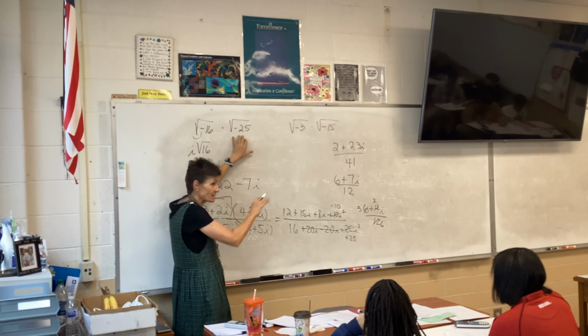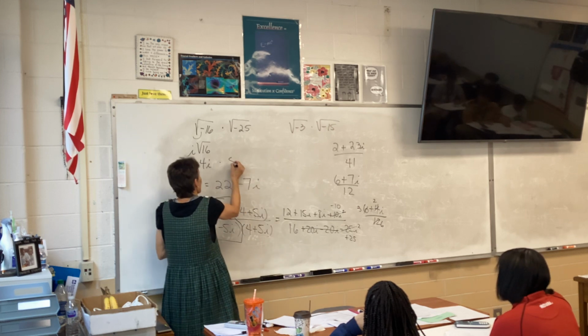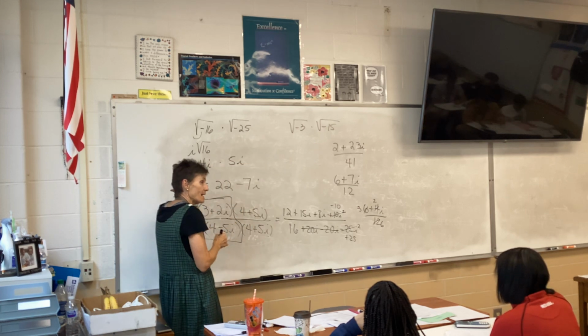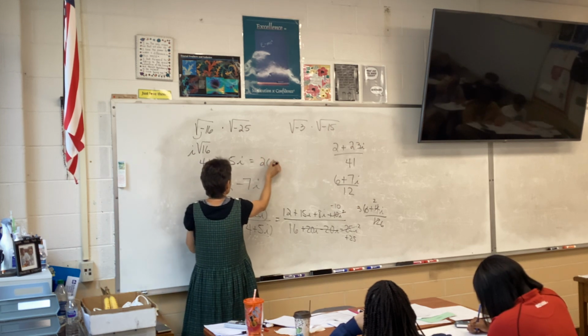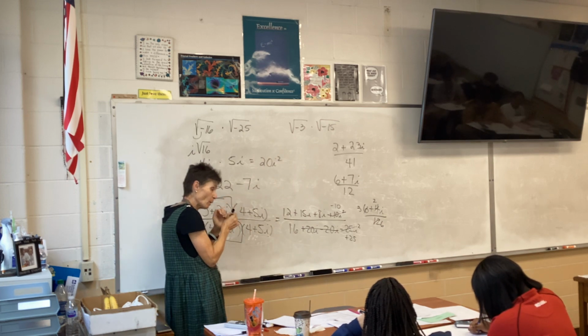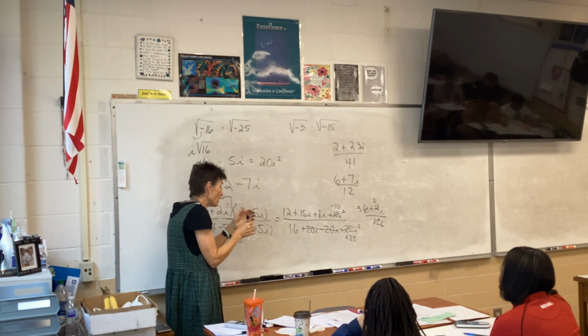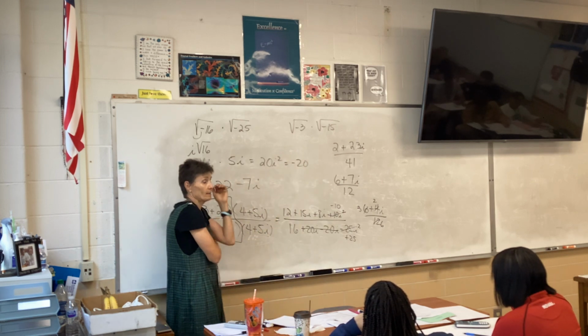What's this one going to be? Same concept. This one's going to be 5i. And we are multiplying them. So we will get 20i squared. i squared is negative 1, so the final answer to the problem is negative 20.